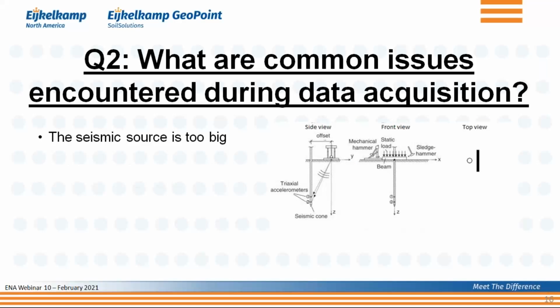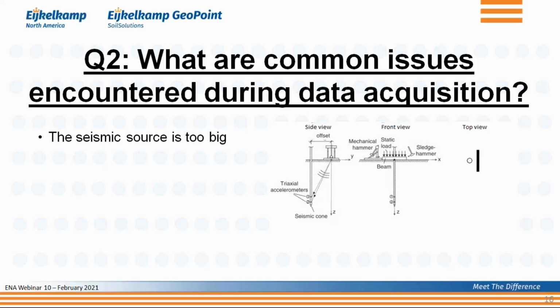So starting with seismic source is too big. You see here is a side view, a front view, and a top view of the seismic source. And I already told you, we just hit a plate, whether we do it with a mechanical hammer or a sledgehammer, pendulum hammer, or an automatic source, doesn't make any difference, but you hit that source. And then that creates waves, and those waves then travel to the receiver. The problem, though, is that you need to make sure that you know how much time it takes for the wave to travel, but also where the wave is coming from.